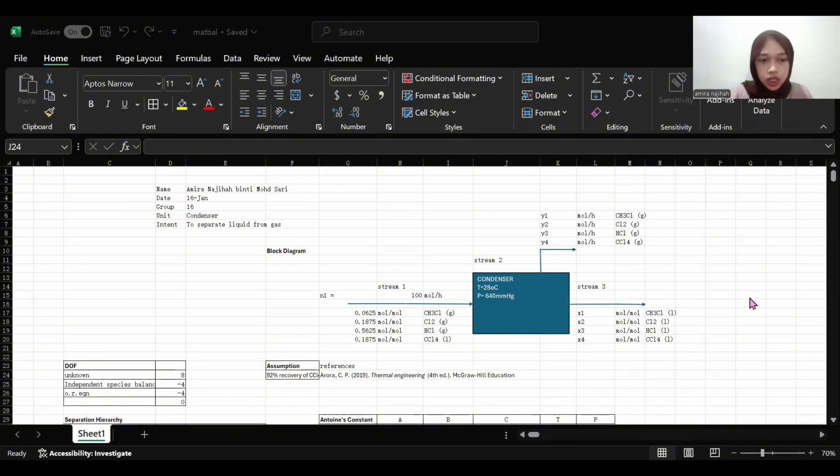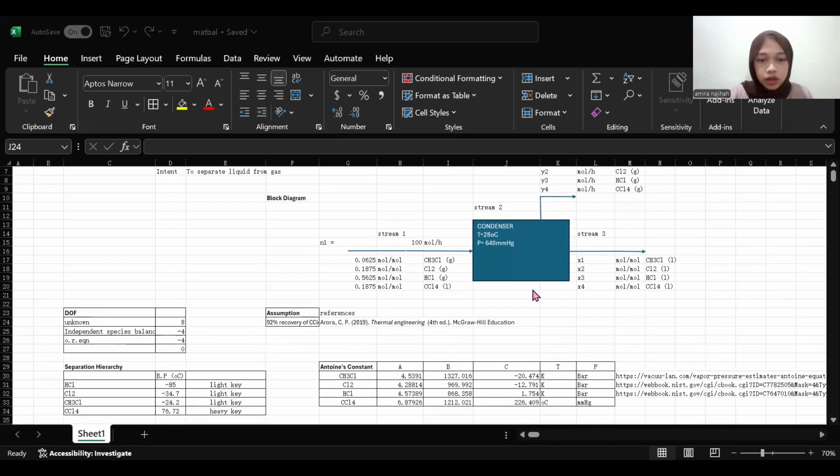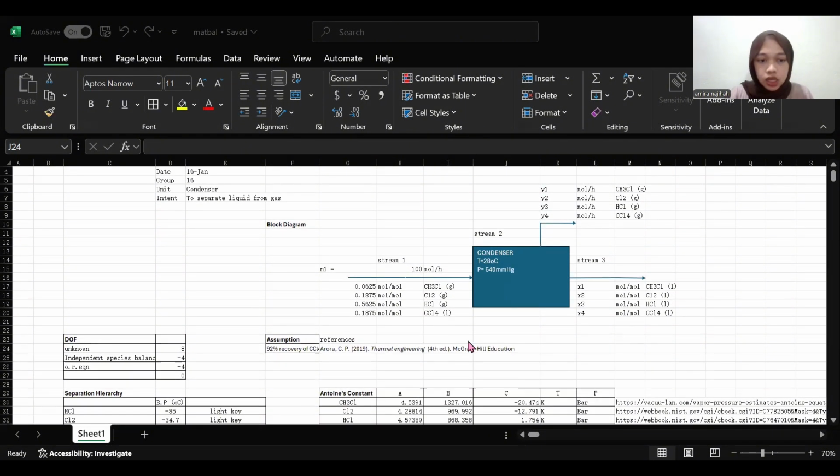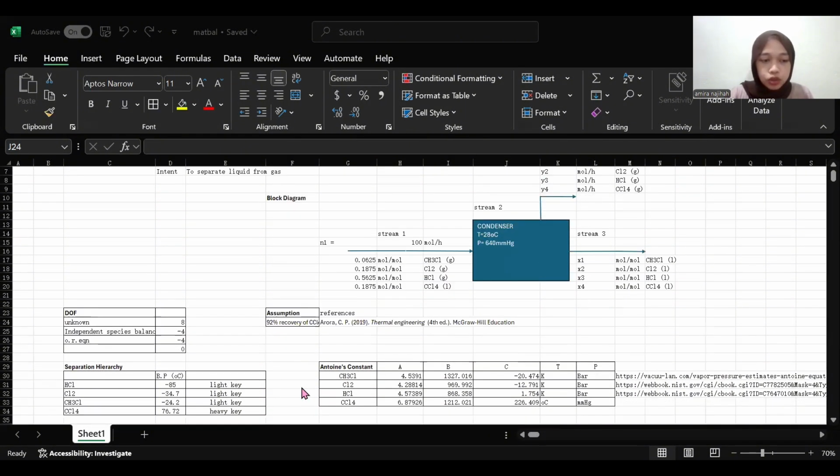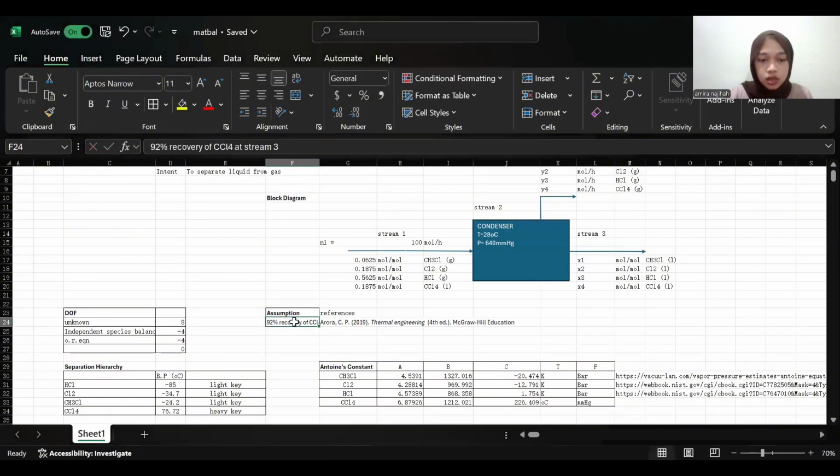For the condenser, the intent is to separate liquid from gas, and in this case we want to separate CCl4 from the other elements. This is the block diagram, and we have 3 streams, the input and 2 outputs. So the DOF: the unknowns are 8, the species are 4, and the additive equations are also 4, and one of them is this assumption, which is 92% recovery of CCl4 at stream 3. This is also the reference.